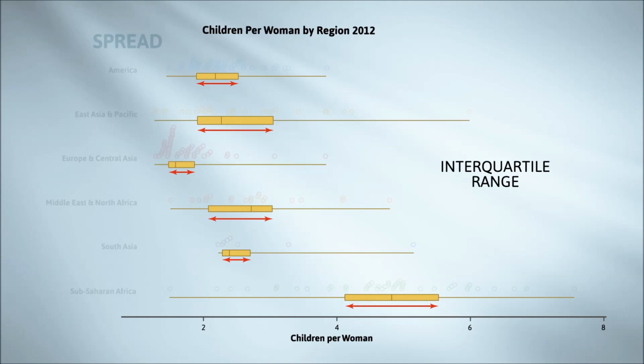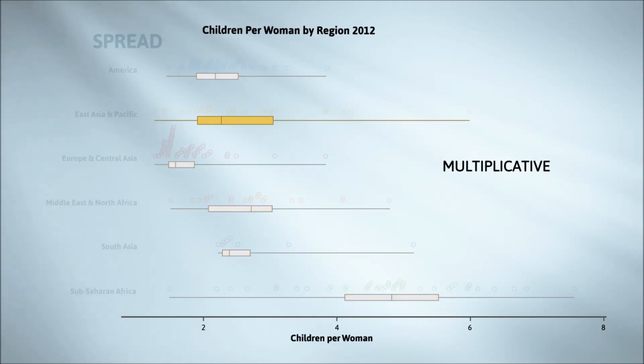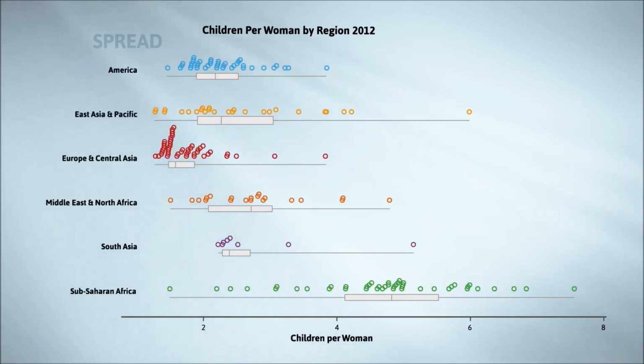The natural way of comparing spreads is multiplicative. In other words, does the second one look twice as big or half as big again as the first, and so on. In the countries plot, only the small variability of Europe and Central Asia and South Asia are really remarkable.